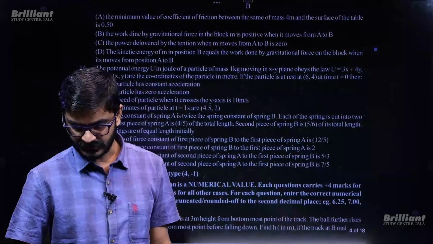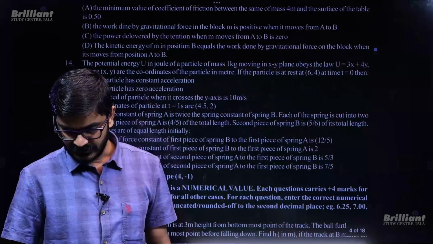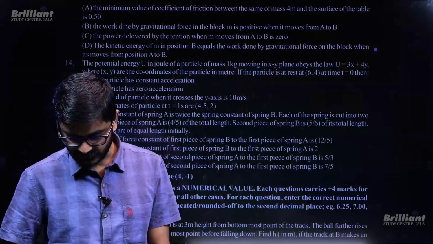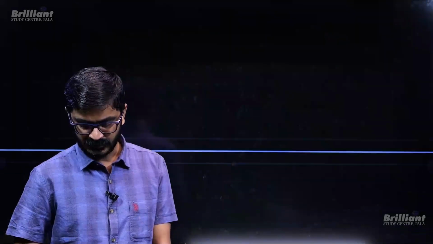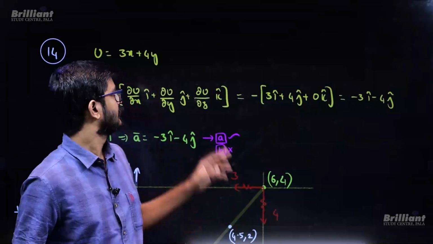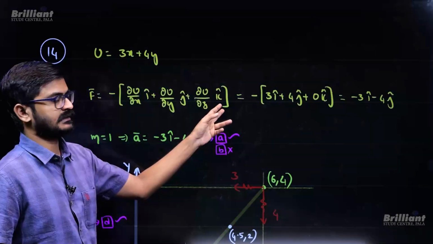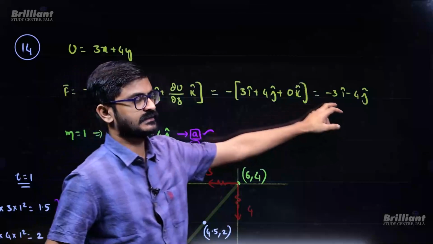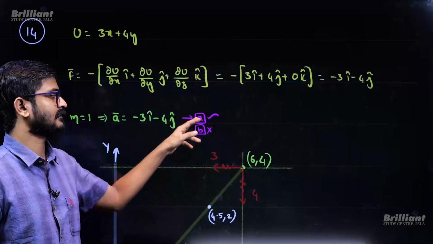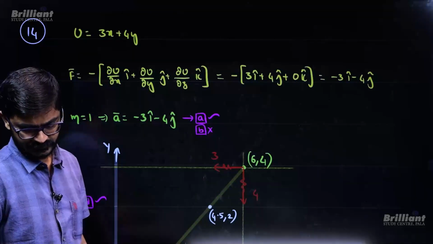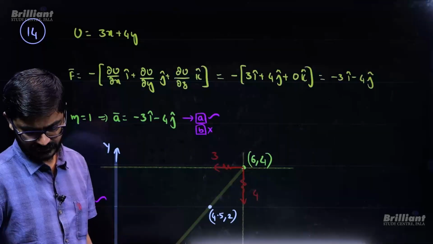Next question, potential energy is given. Initial coordinates are given at time t equals 0. They are asking whether the particle has constant acceleration. Is that true? If you know potential energy and want to find the force, you use this equation, and you can see the force is this much and mass is 1 kg. So acceleration will be the same thing, and it is constant acceleration but not zero acceleration. So option A is correct, option B is wrong.